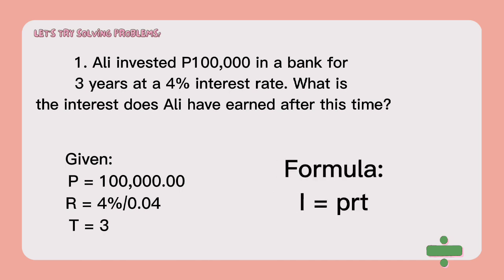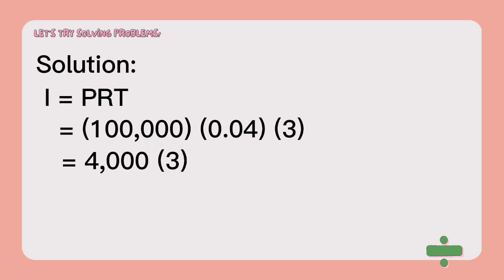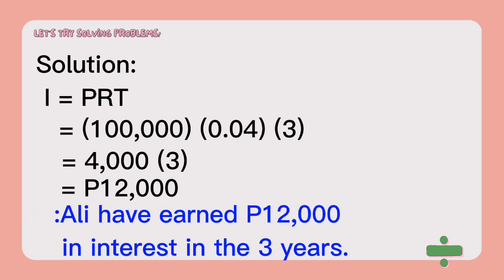Now let's try to solve it. So we have here the formula: interest is equal to principal times rate times time. Now let's distribute all the given: 100,000 times 0.04 times 3. Now let's multiply 100,000 peso by 0.04. That is 4,000 peso. Now let's multiply 4,000 peso by 3. And the answer is 12,000. Therefore, Ali has earned 12,000 peso in interest in the 3 years.